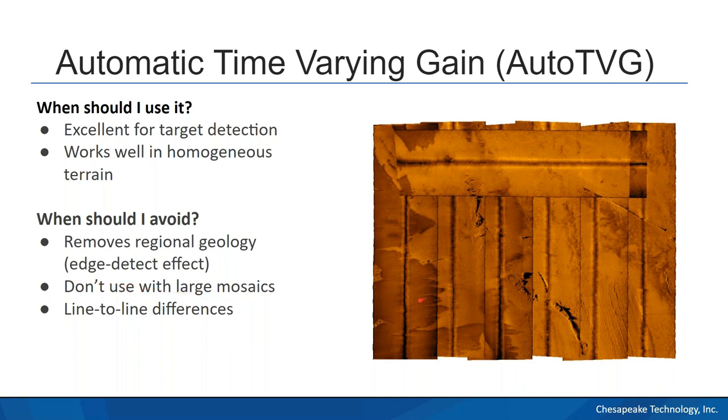I wouldn't use it with large mosaics, though, because of the problem it has. The memory is only a couple hundred pings or so, and each line tends to look different. I've colored this in a way where it's uniformly colored, but this little short chunky line is colored different than the longer version of it when I broke it in half. So you will see line-to-line differences. It's not a great gain algorithm for mosaics.